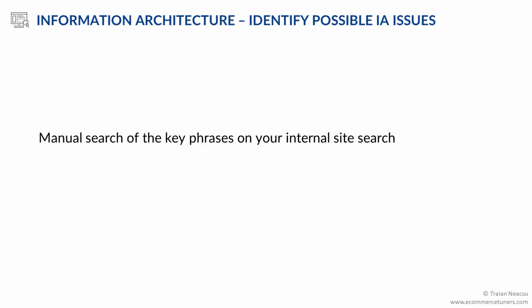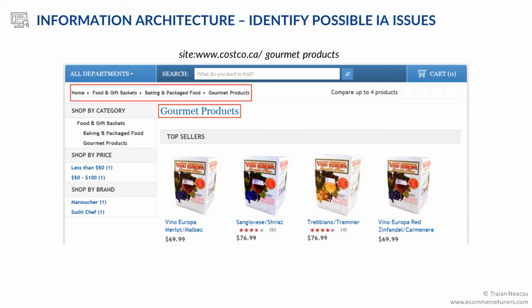It is also a good idea to run the most important terms on your internal site search to check whether there is a match between the URL returned by your internal site search and the URL returned by search engines. For instance, let's say that Google returns the gourmet products category listing URL first when you search for site Costco.ca gourmet products. If you were to click on this result, the gourmet product page opens up. In this example, we can see Costco's organic search landing page pointing visitors to the right category page.